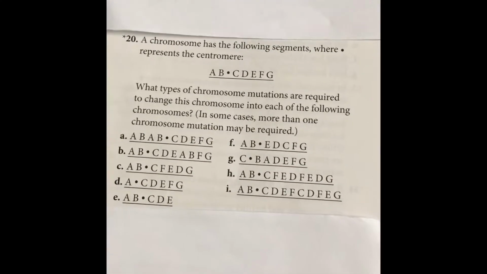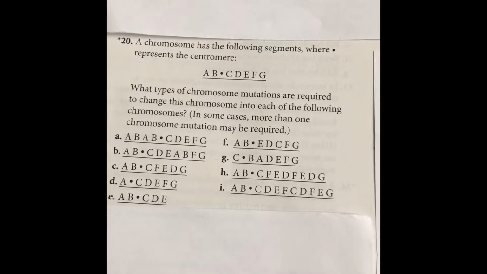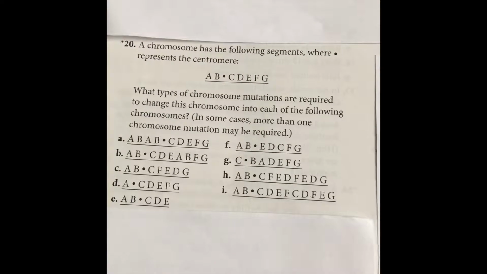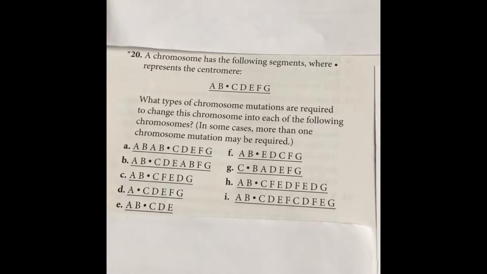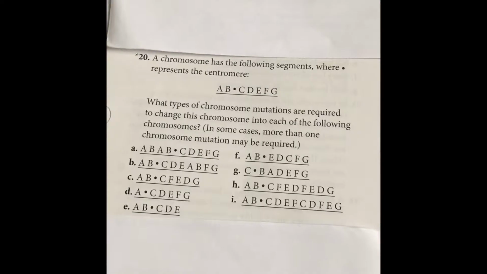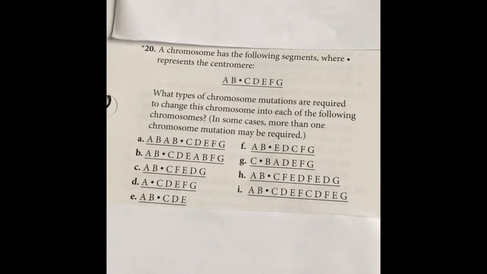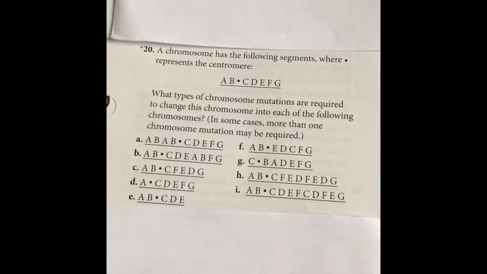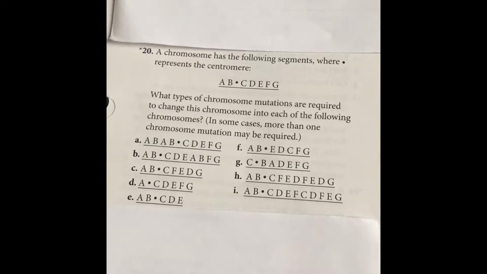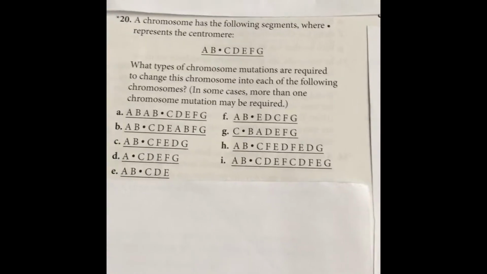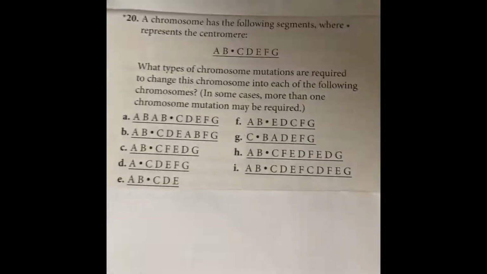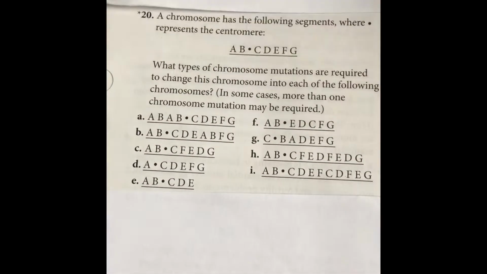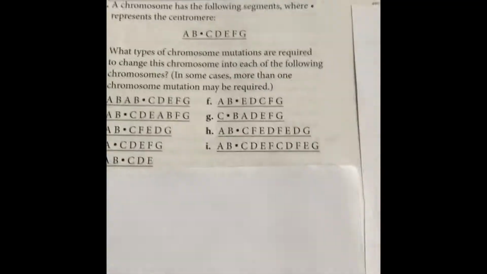Section, chapter 8. So number 20 asks, a chromosome has the following segments where the dot represents the centromere of the chromosome. So what types of chromosome mutations are required to change this chromosome into each of the following chromosomes? So that would mean the A through I, they all have some type of mutation, and it's just asking to recognize what type of mutation it is. And this would be the base chromosome that the mutation occurs in.